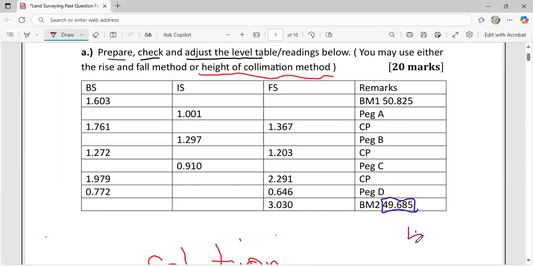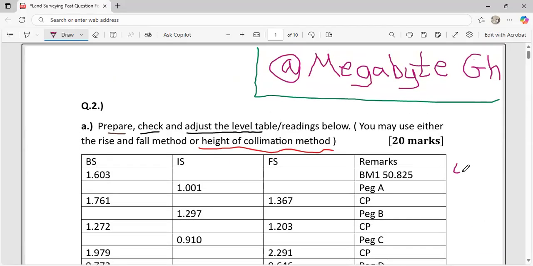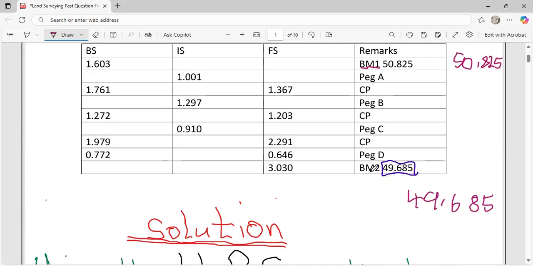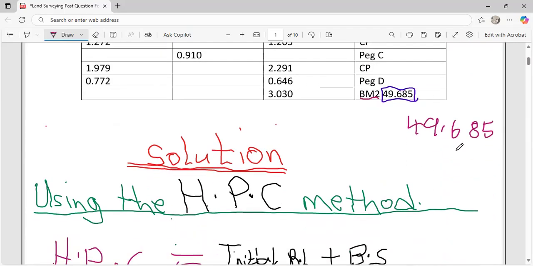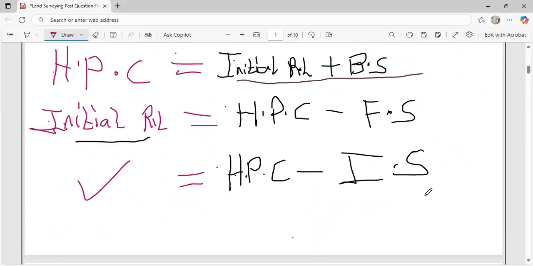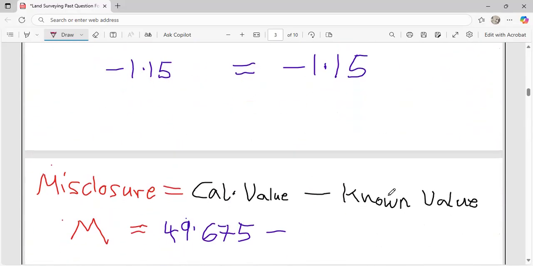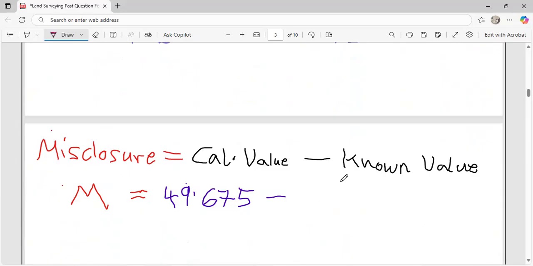The original thing is what? 49.685. And this one is also what? 50.825. So the BM1 over here is just a calibration. This one over here too is just a calibration. So the known value, this I can call my known value, is what I'm going to write over here, to be able to use to solve my work.